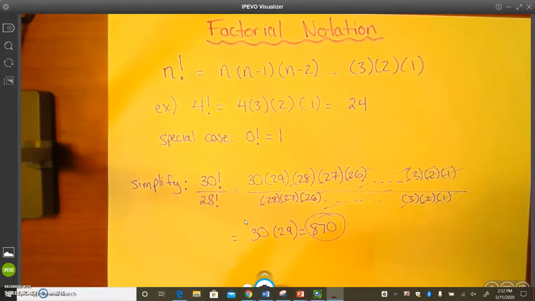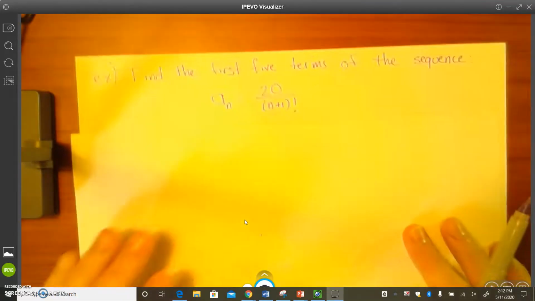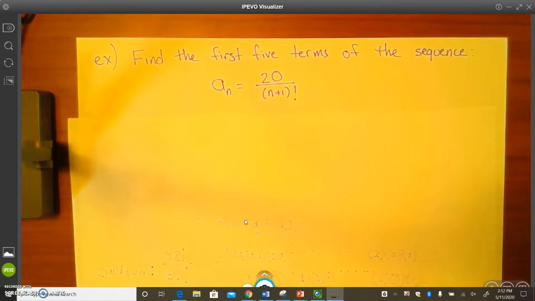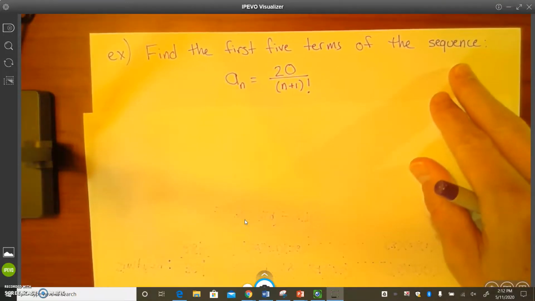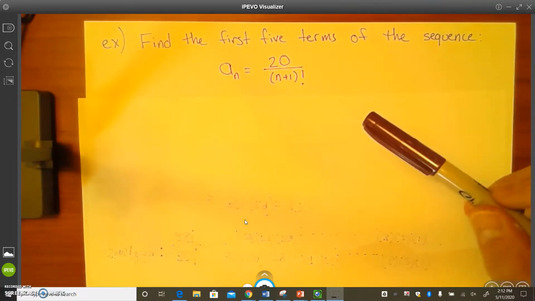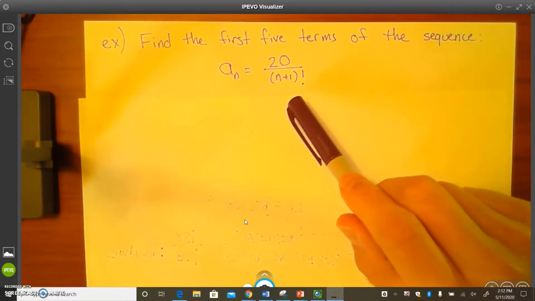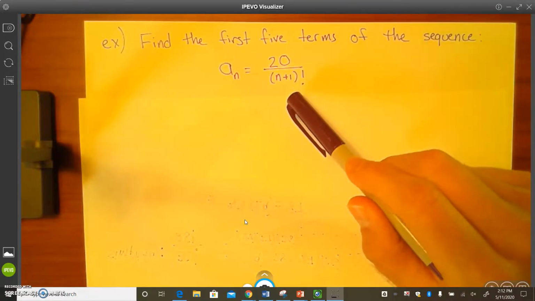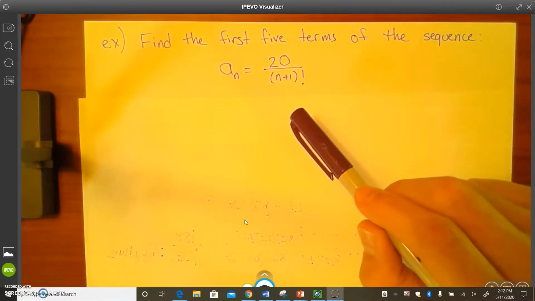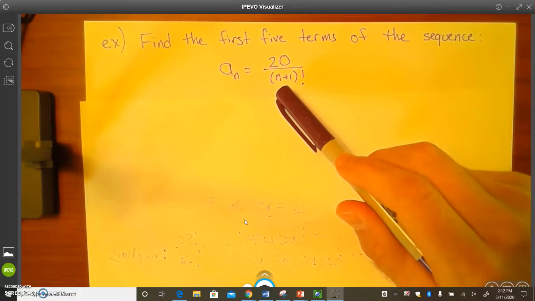Now, let's see another example. I'm going to cover up my work ahead of time. Let's connect this back to sequences because a lot of these operations do make their way into sequences and they make their way into probability. Anybody who might take a statistics course or a probability course, factorials pop up quite a bit. So that being said, I want the first 5 terms of this sequence, and the sequence is defined as 20 divided by n plus 1 factorial. Whatever term I'm looking for, I'm going to plug that in for n and evaluate.